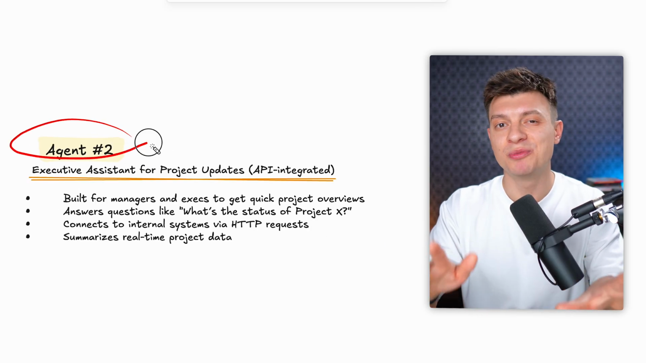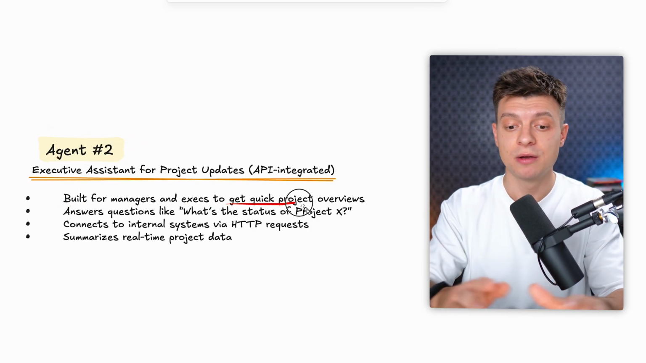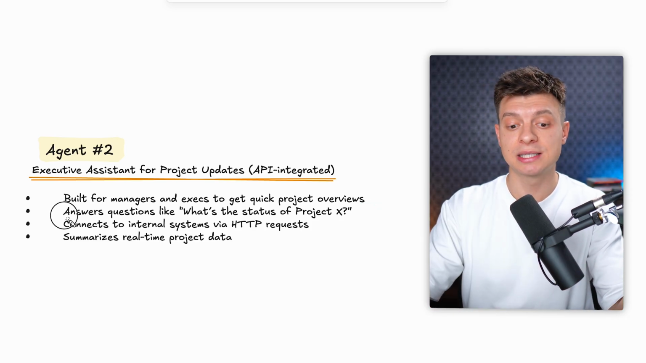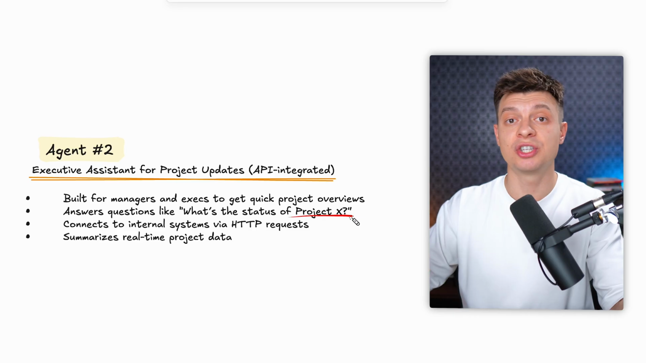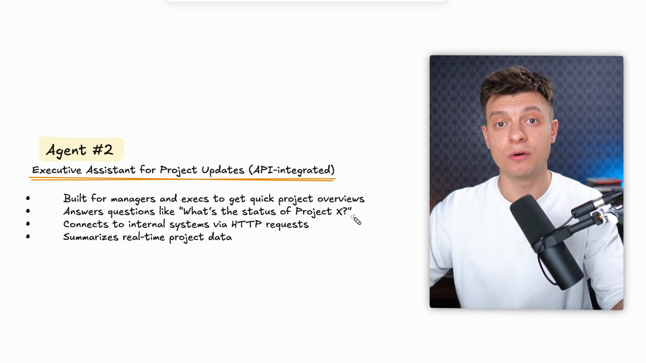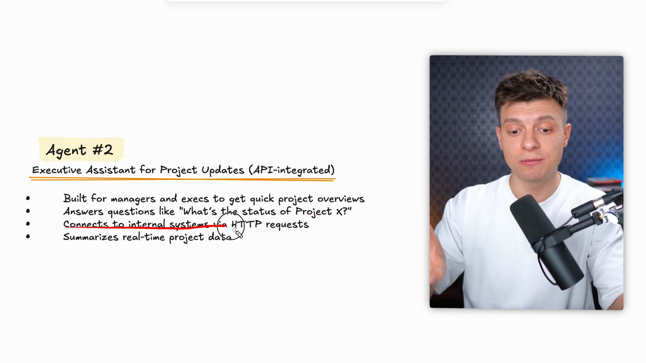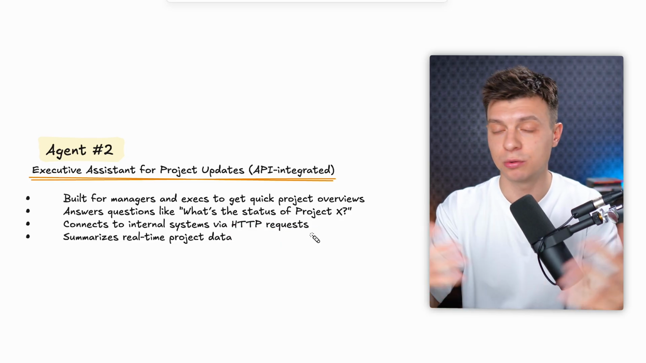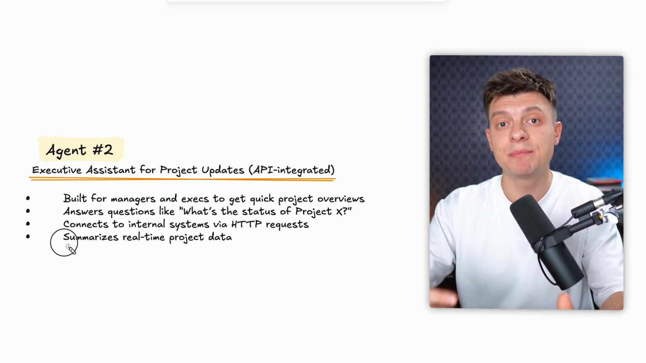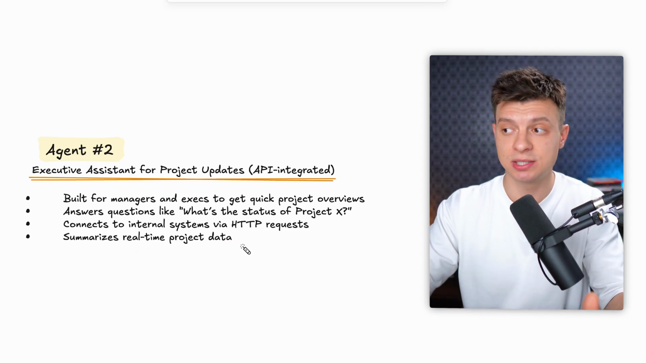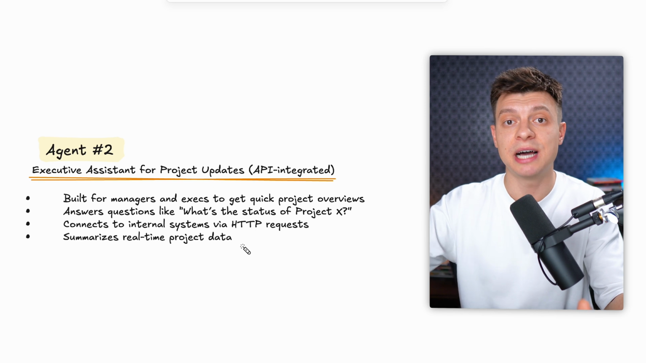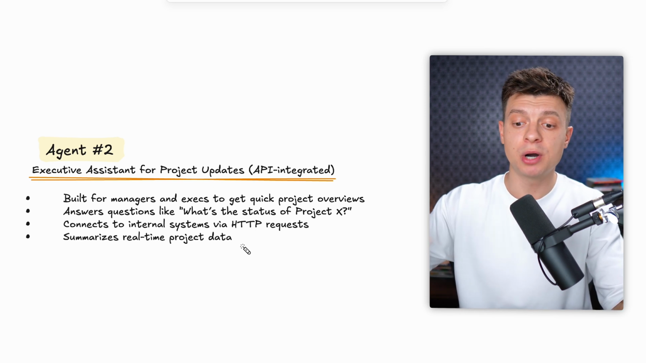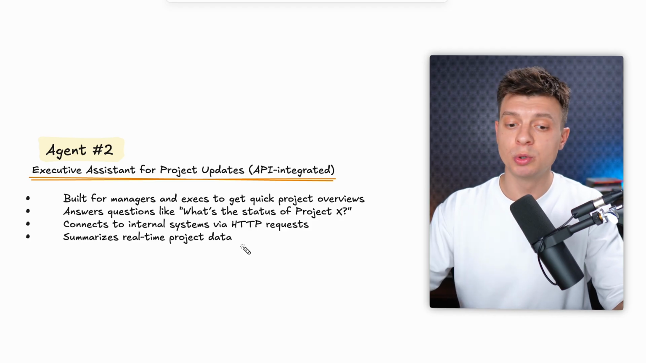The second agent is much more interesting. It is for management, okay? For executives, team leads who want quick project updates. Okay, so for example, they can ask, what is the status of project X, or which tasks are overdue? And the agent will fetch that information directly from the internal project management system, like Jira or Asana or whatever the company uses. And for this, we'll build a simple API integration using HTTP requests to pull or update live data. We'll also deploy the agents as a standalone web page that you can open in a browser and start chatting with, just as you would with ChatGPT.